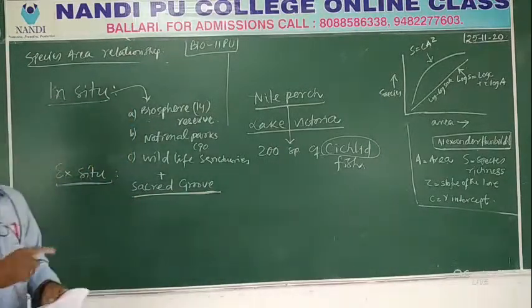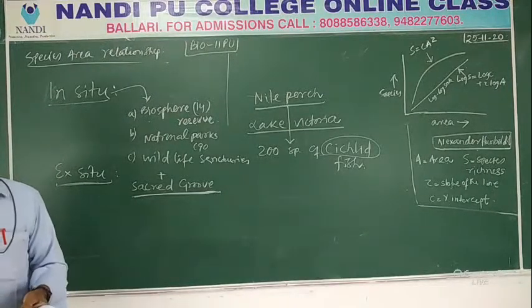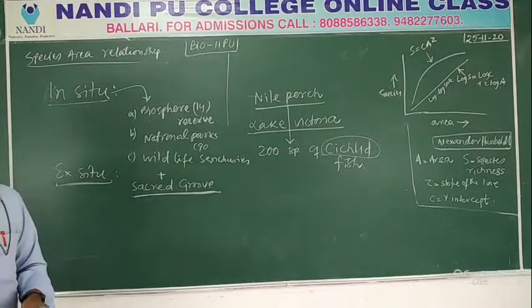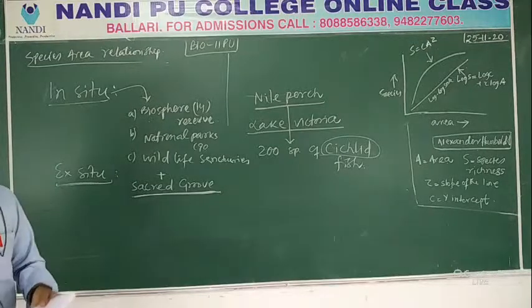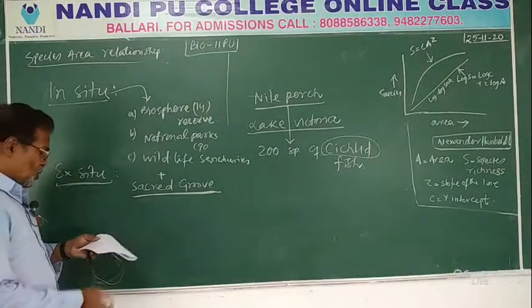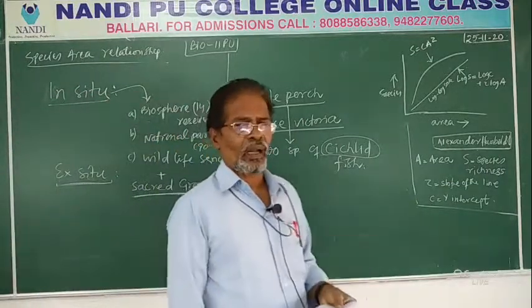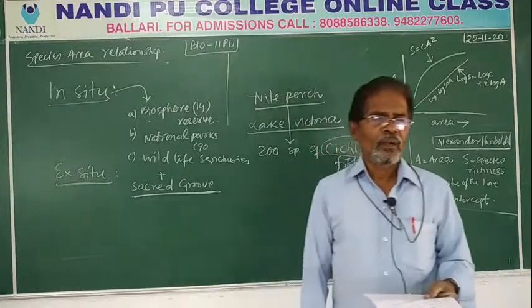Since centuries our ancestors, they were perhaps more wise than us, they had made such sacred groves. In the name of God, at least they had kept it so that people do not kill and biodiversity is protected. So, what are present, I will dictate to write down: Khasi and Jayantia Hills, Meghalaya. Khasi and Jayantia Hills in Meghalaya.